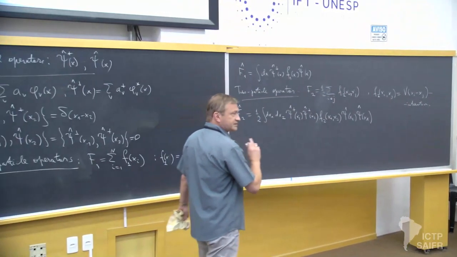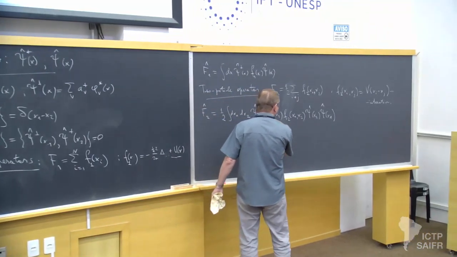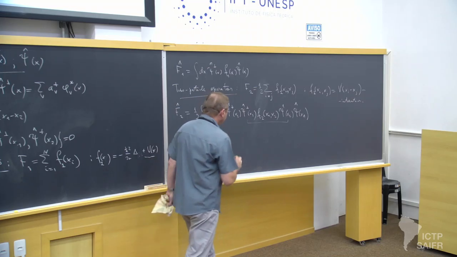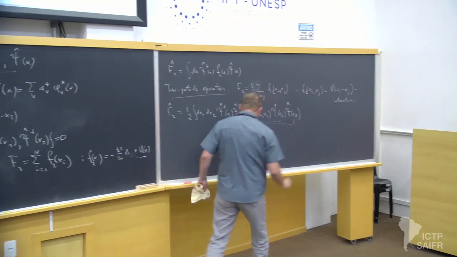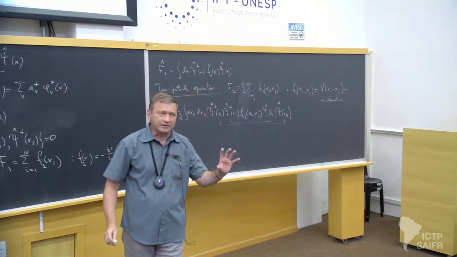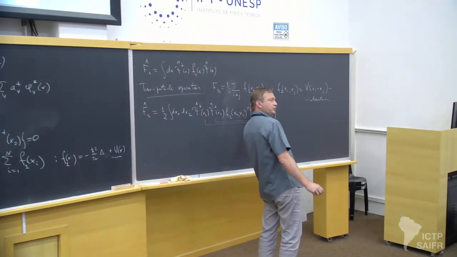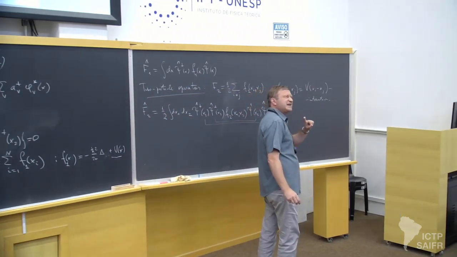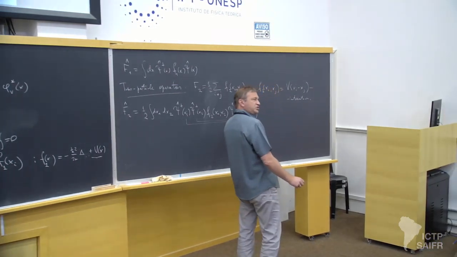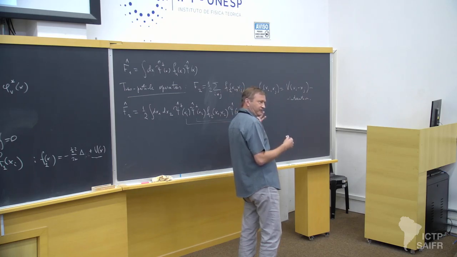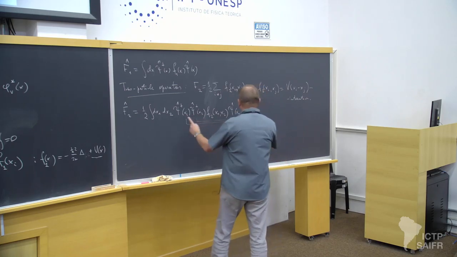One thing to mention here: please keep the order like this. For bosons it doesn't matter, because these operators commute. But for fermions they anticommute, so if you exchange them here you get a minus sign. So you make from a repulsive interaction an attractive interaction, and this can have drastic consequences. So the order is like this.